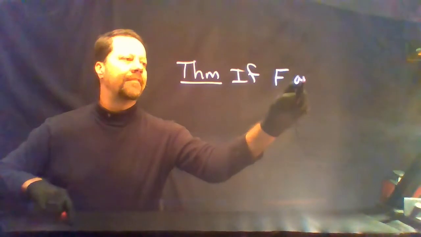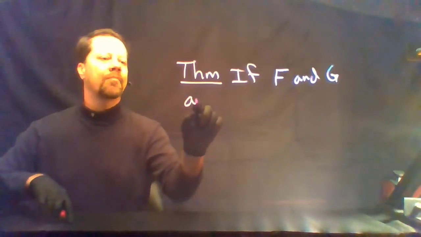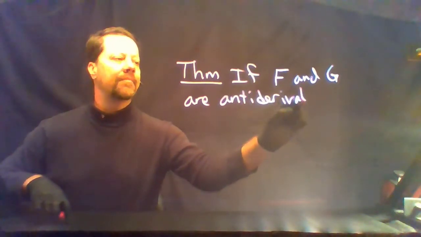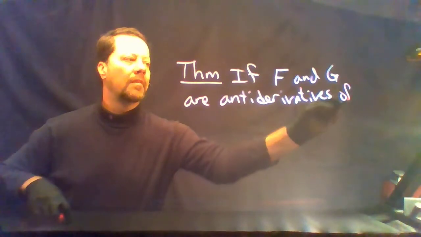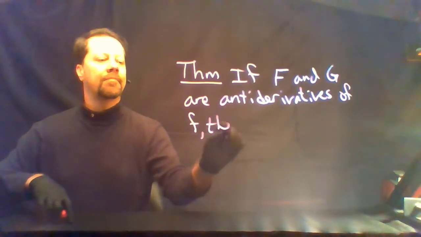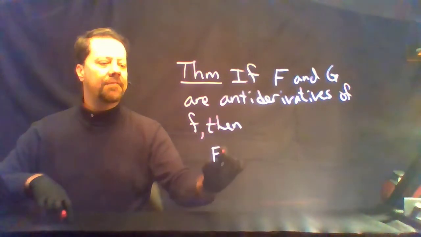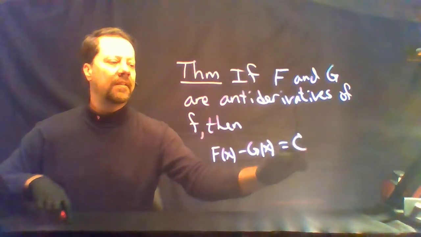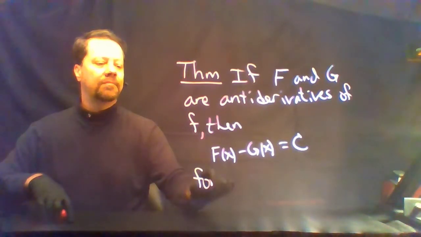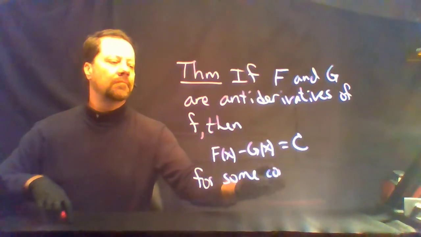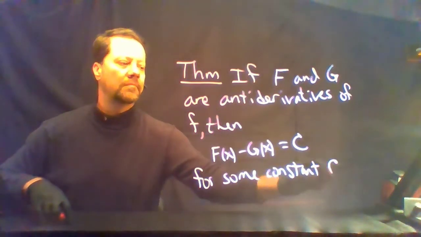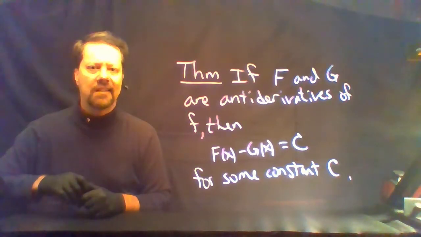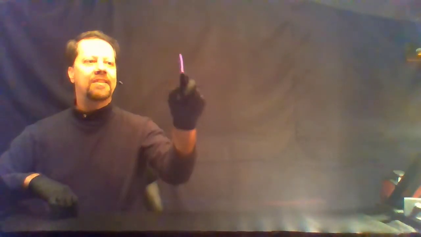If big F and big G are antiderivatives of the function little f, then the difference between these two antiderivatives is equal to a constant. Antiderivatives differ by no more than a constant. Let's prove this.